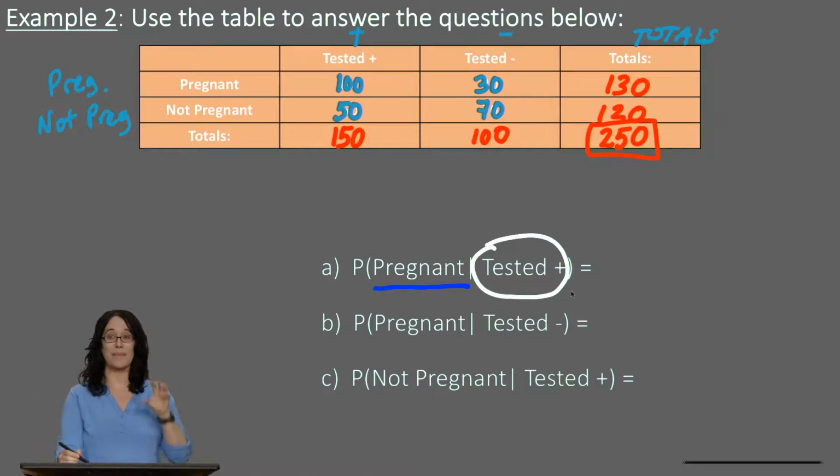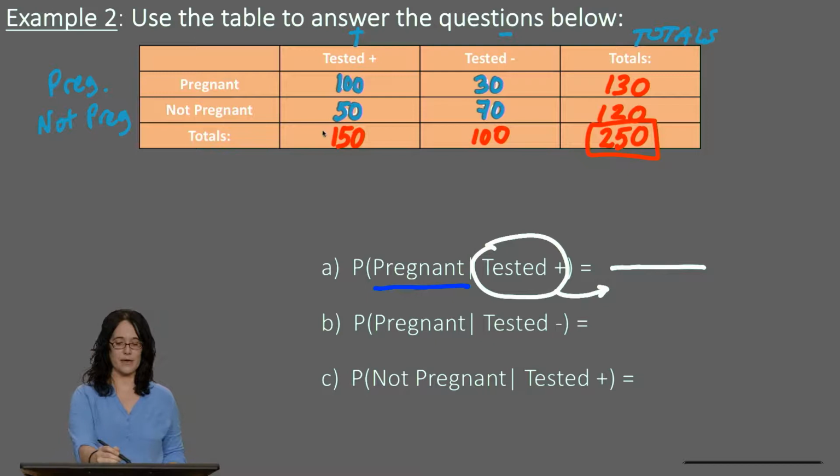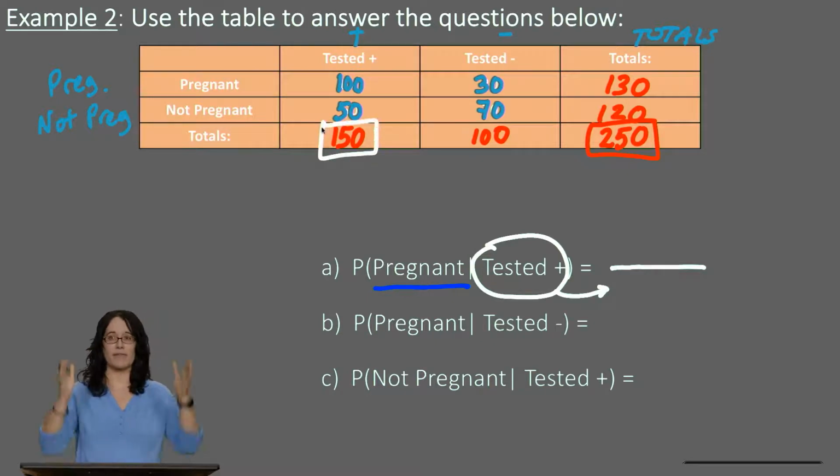So using my little cheat sheet here, the little shortcut we talked about, what I would put in the denominator first is the number of people who tested positive. If you don't like the shortcut, feel free to use the original formula from our first and second slides. So the number of people who tested positive all together would be 150, right? That first column. So that would be the group that I'm looking at, only women who tested positive.